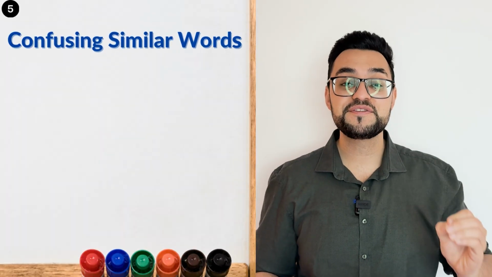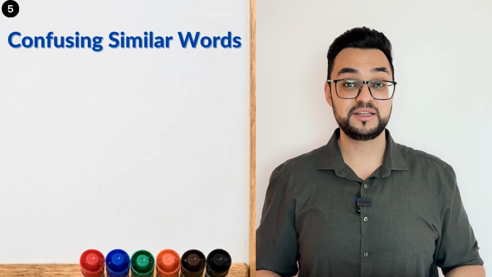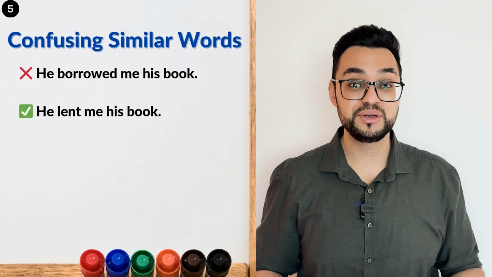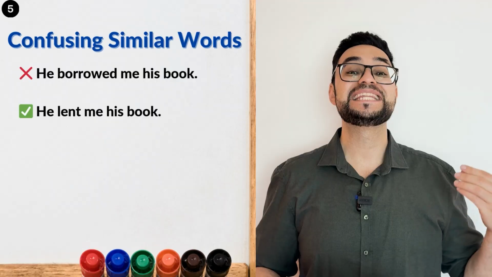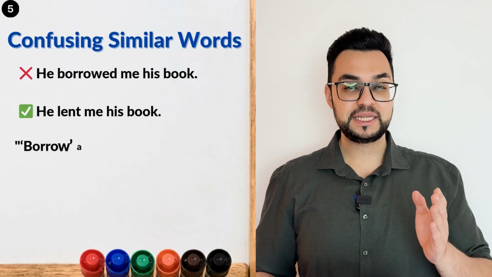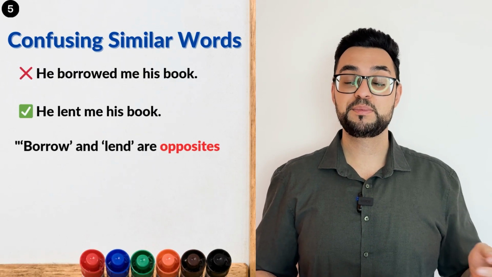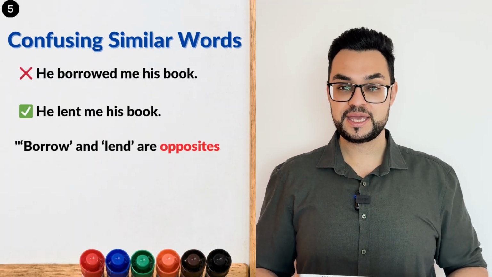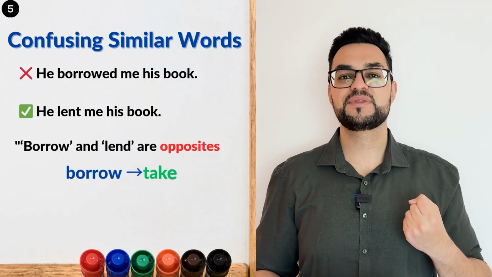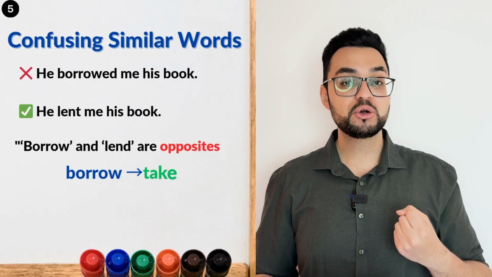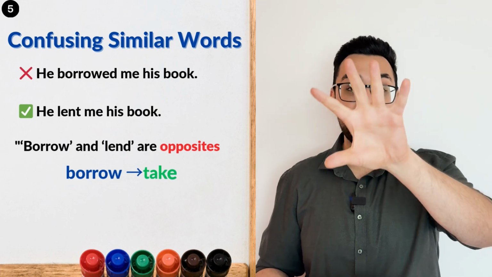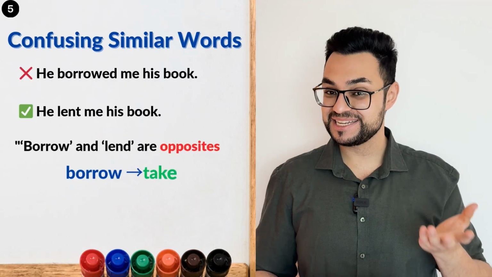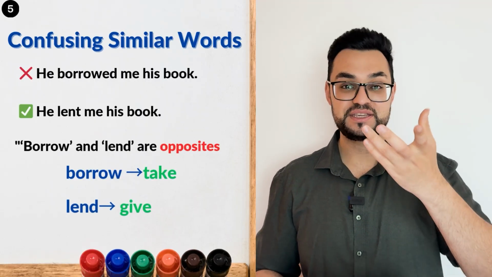Number five, confusing similar words, like the word borrow and lend. Like saying he borrowed me his book, which is wrong. You have to say he lent me his book. Borrow and lend are very similar, but actually opposite of one another. When you say borrow, it's like taking something. Like when I borrow something from you, I'm taking it from you. But when I'm lending something, I'm giving it to you.